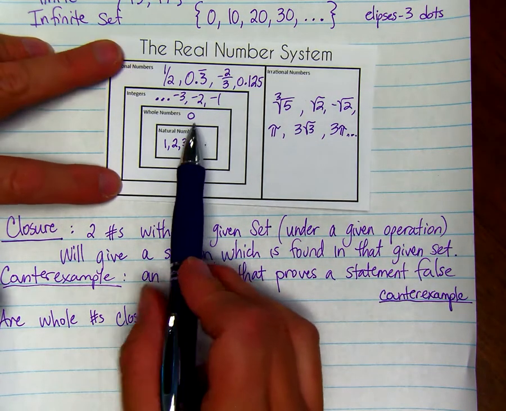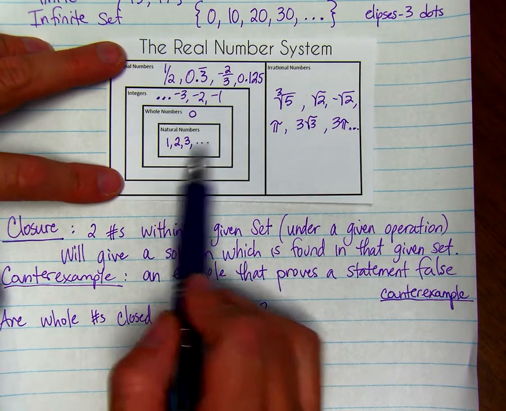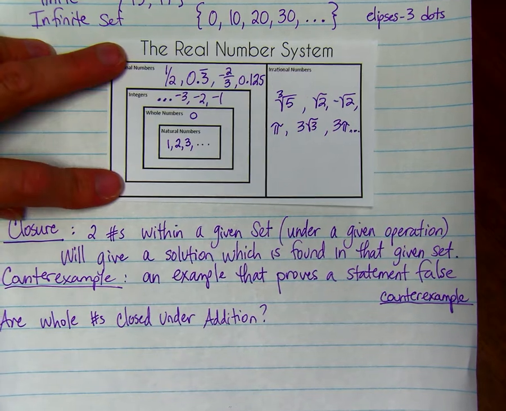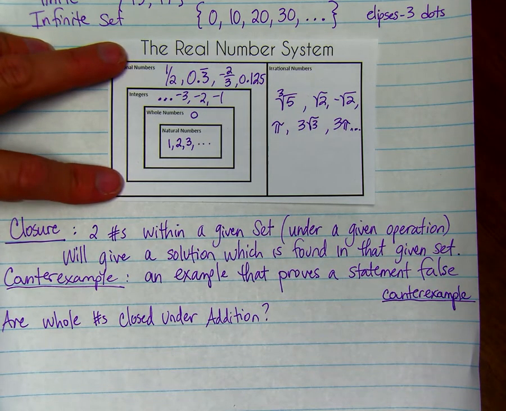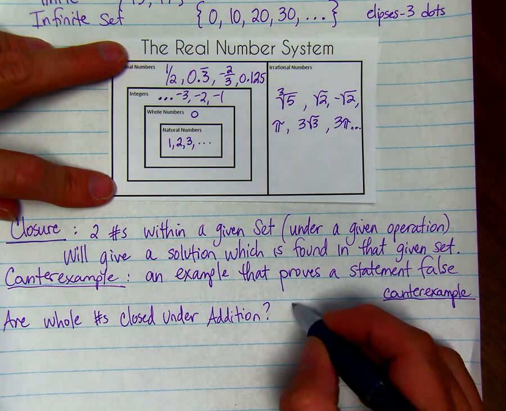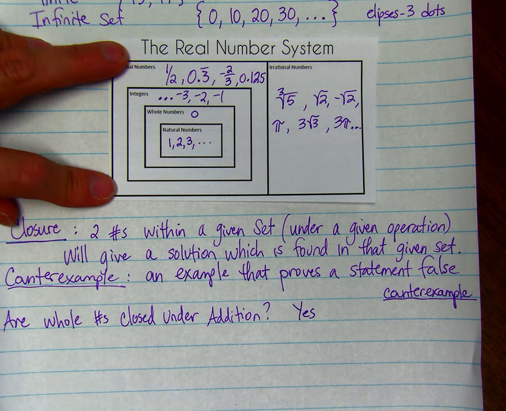So let's look at whole numbers. They start with 0 and they're the counting numbers. So if you take two of those numbers, any two of those numbers, and add them together, do you get an answer that is also a whole number? Yes, you do, and all the time you do.